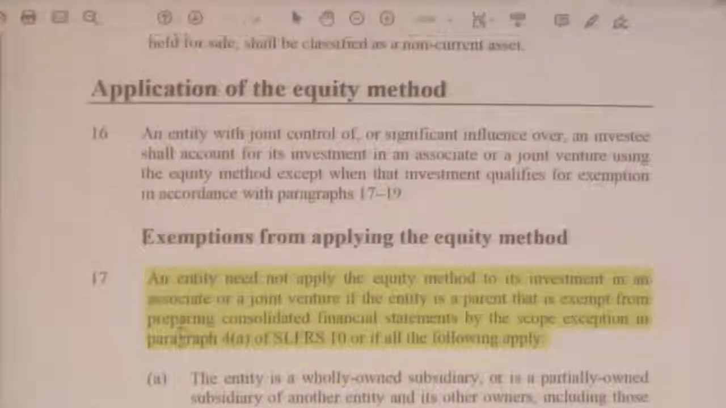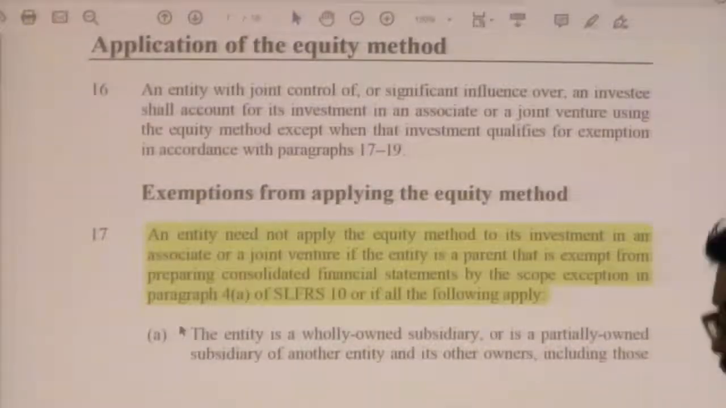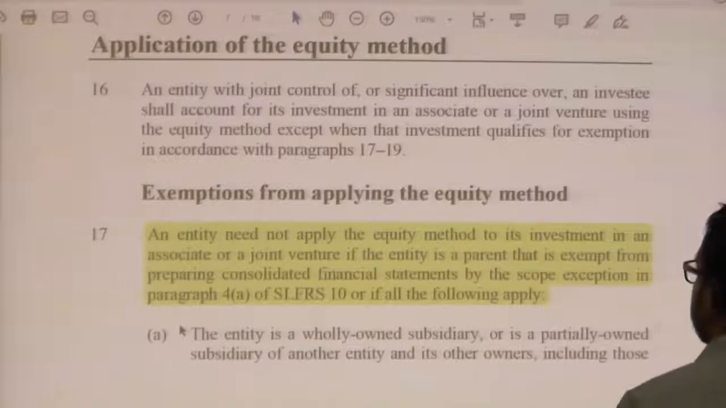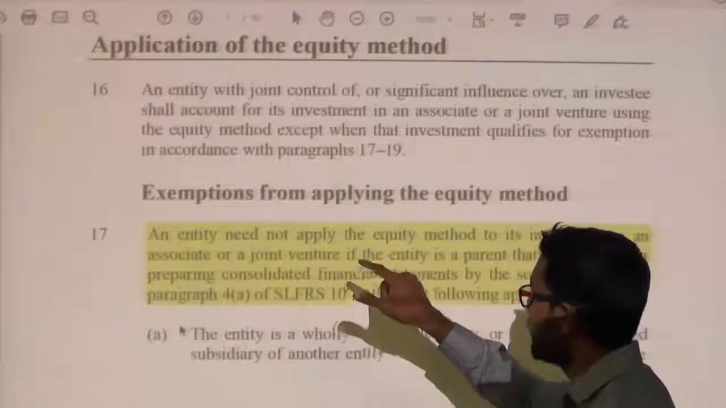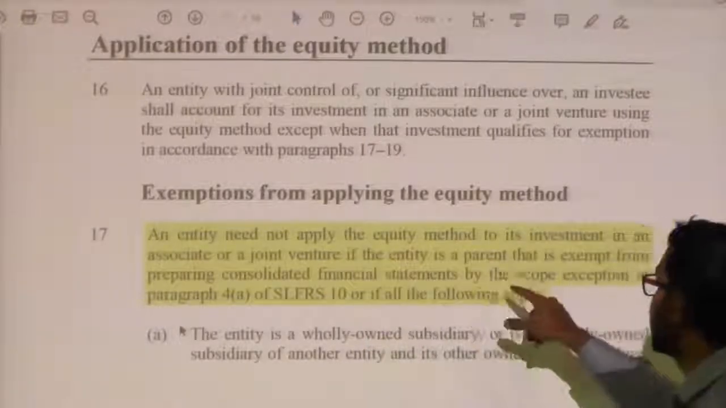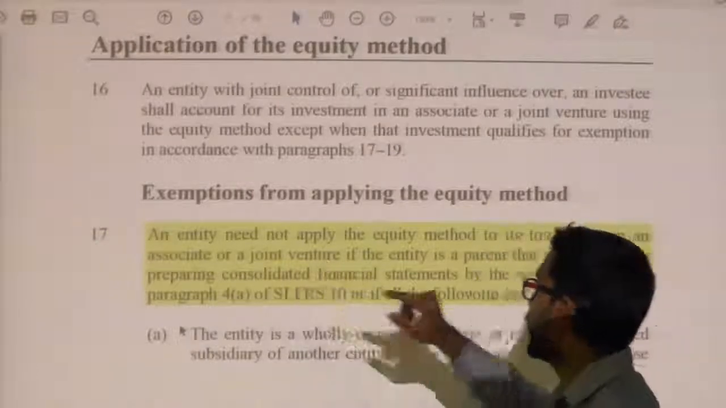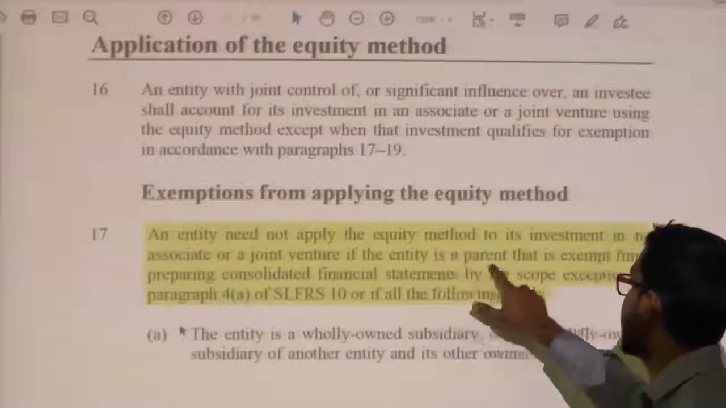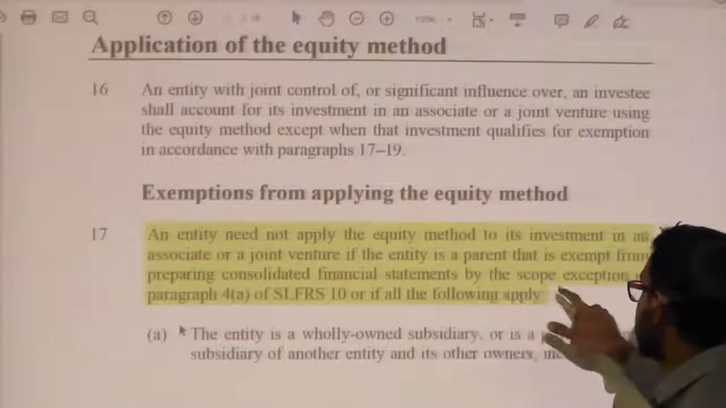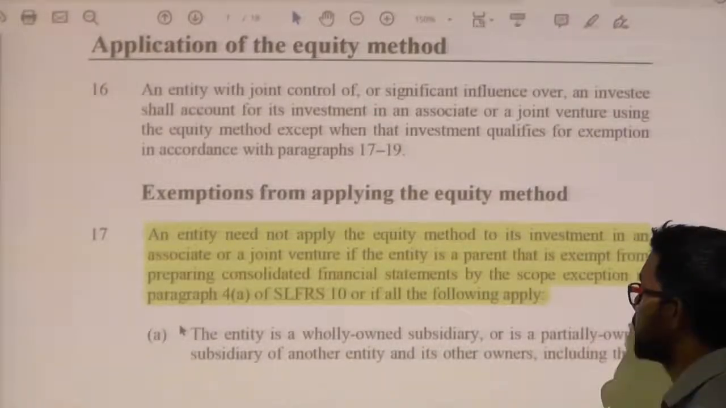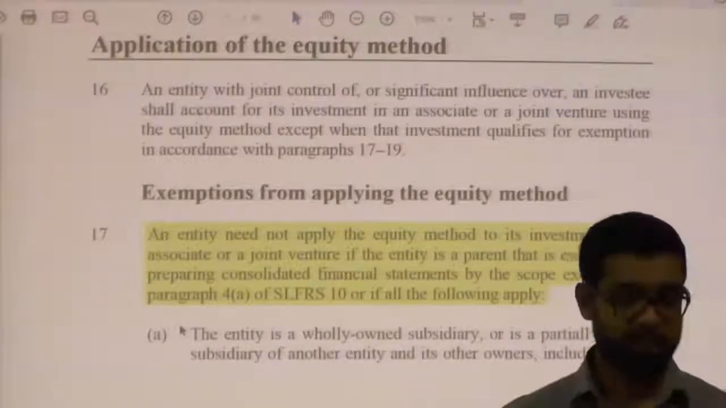Right. Application of the equity method. Exemption from applying the equity method. Very important. Paragraph 17. An entity need not apply the equity method to its investment in an associate or joint venture if the entity's parent is exempt from preparing consolidated financial statements by the scope exception in paragraph 4 of SLFRS 10. Very important. I will simplify it for you.